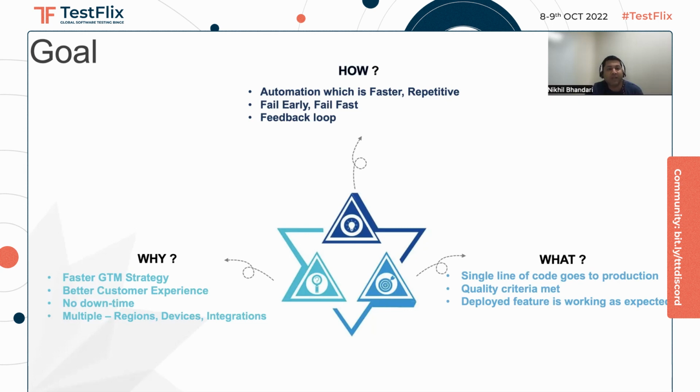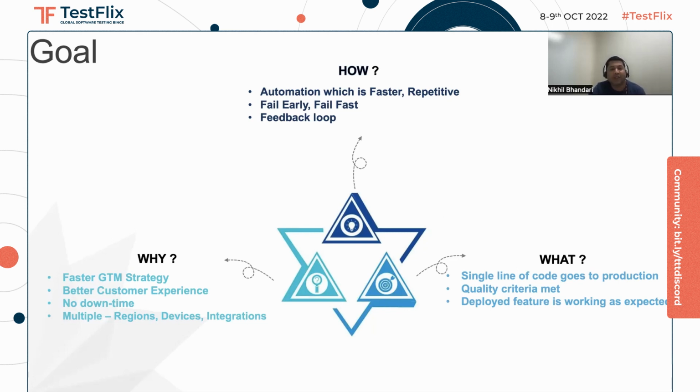Why we need to do that is a better go to market strategy, right? If you don't do it, someone else will come and do it, right? So you want to release the feature as soon as possible, but with a good customer experience, without having any downtime, right? You do not want your application to be not available to customer when they want it. In today's world, your application should be up and running 24/7. You don't know who is using, where it's getting used from, where is your customer located, right? And your application should work in multiple regions, on multiple devices with multiple third-party integrations, right?